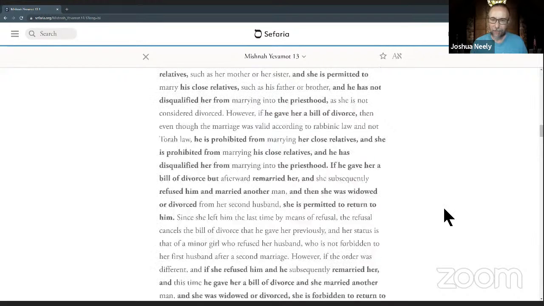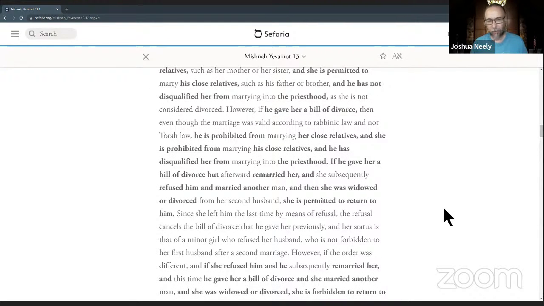However, if he gave her a bill of divorce, meaning it is now his action that is preventing the marriage from being finalized, then even though the marriage was valid according to rabbinic law and not Torah law, he is prohibited from marrying her close relatives, and she is prohibited from marrying his close relatives, and he has disqualified her from marrying into the priesthood.